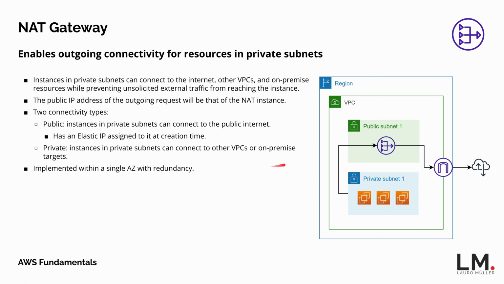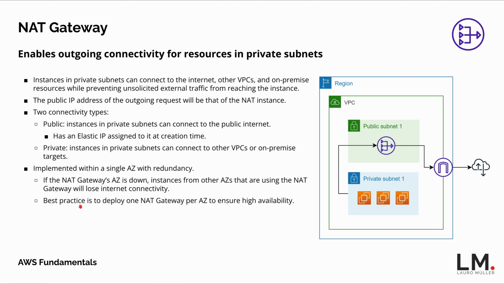However, if the whole AZ is down, if this whole thing is down, then all the instances in private subnets that were relying on that AZ, on that NAT gateway, they will lose their connectivity to the internet. Right, that's exactly what I say here. So the best practice is to deploy one NAT gateway per availability zone to ensure high availability.